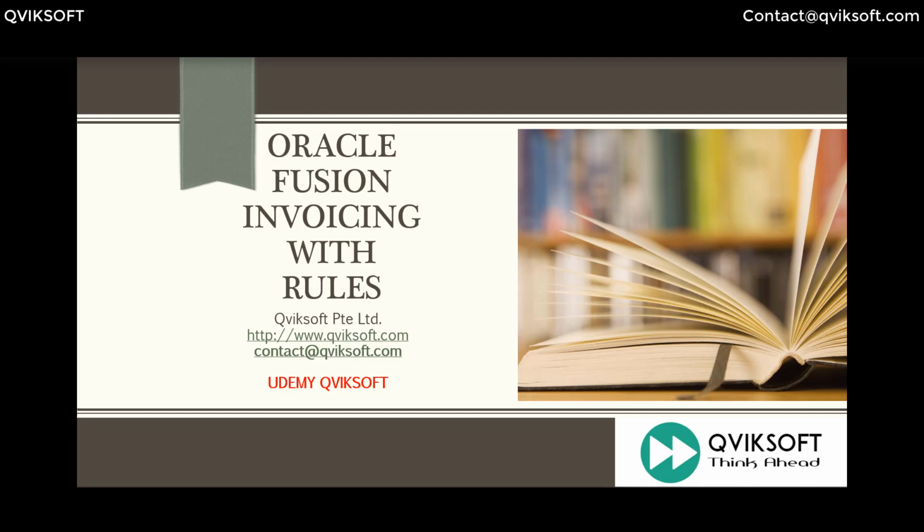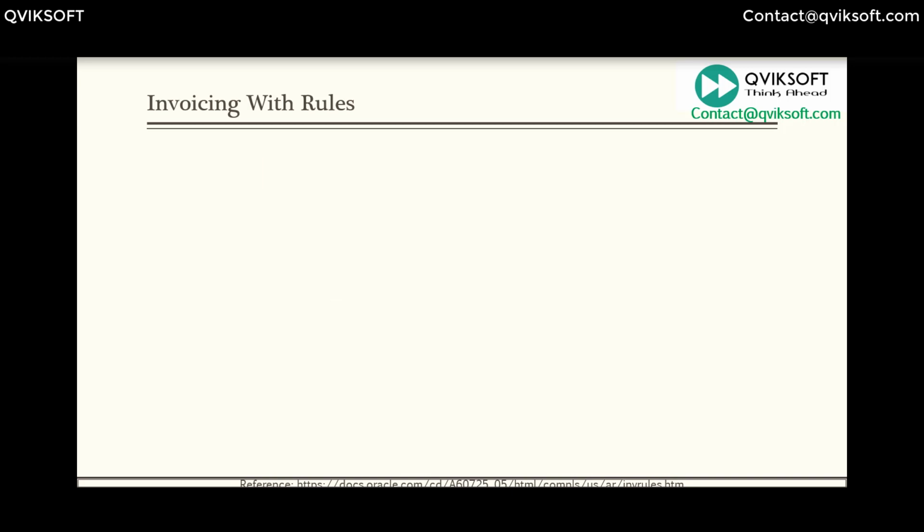Okay, so let's start. In invoicing with rules, it's very important to understand the business purpose, the business need for which we need this. Those who understand receivables very well know that typically when you create an invoice, the accounting entry is: debit receivable and credit revenue. It's as simple a transaction as this.